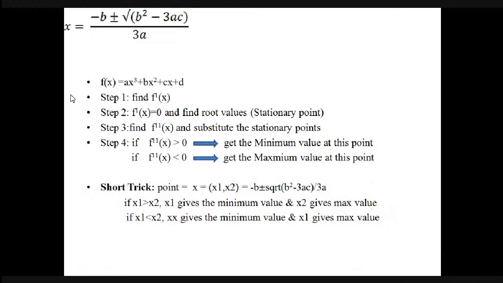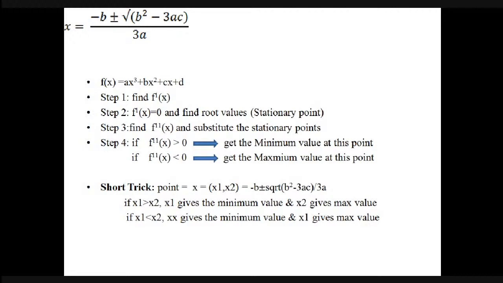Again, the normal procedure is we have to find f dash of x, then equate f dash of x to 0, then find the root values, then find f double dash of x. After that, we check the root values or stationary points in this equation. If f double dash of x is greater than 0, we will get the minimum value. If it is less than 0, we will get the maximum value. Okay, this is the normal procedure.